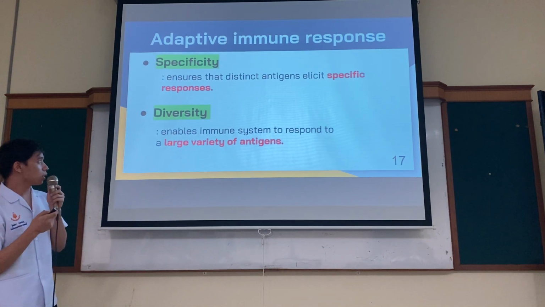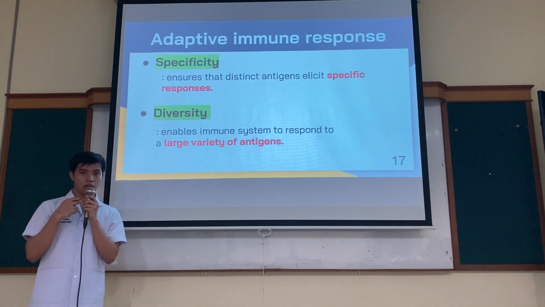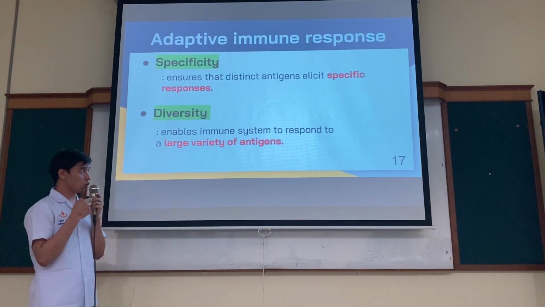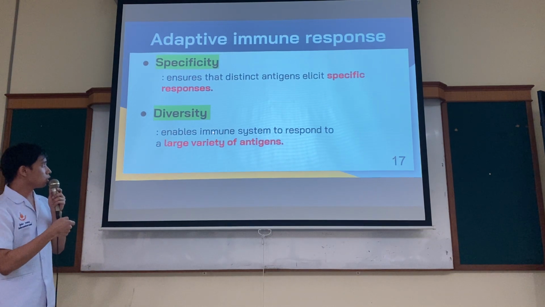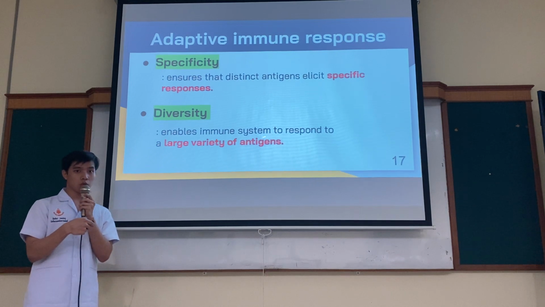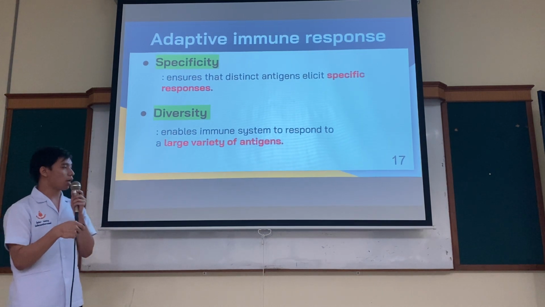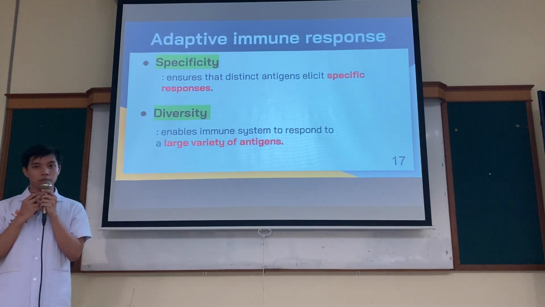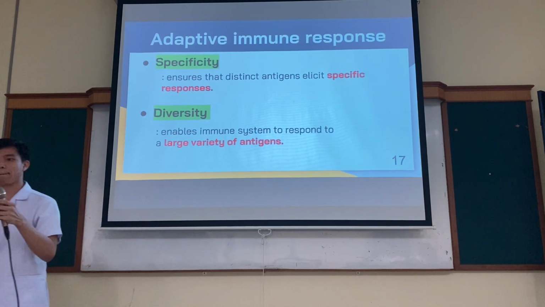The second property is diversity. Diversity is the ability to enable the immune system to respond to a large variety of antigens. The next property is presented by Sri Kansa.